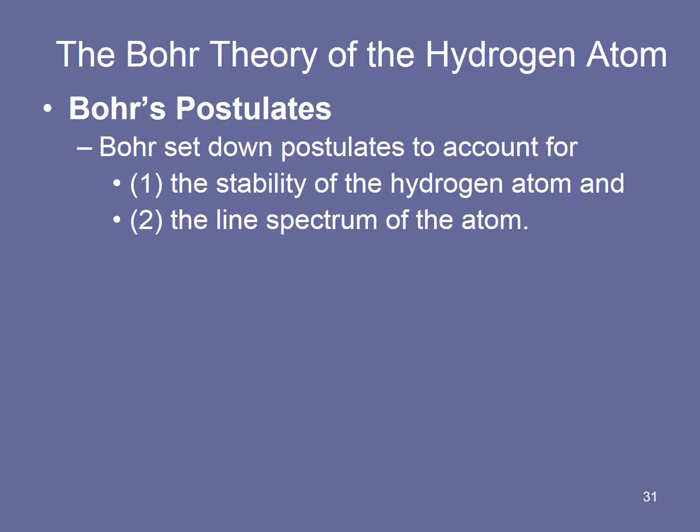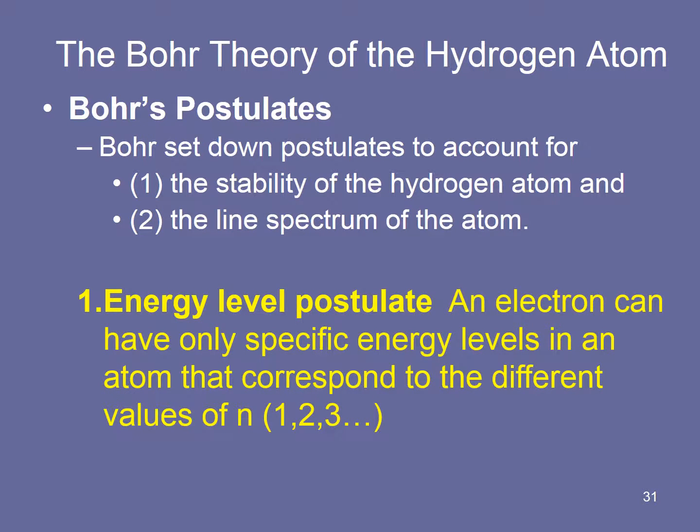So having observed this, he set down some postulates to account for this. He wanted to know what made the hydrogen atom stable, and then also what made this line spectrum of the atom. Okay, so the first thing that he said, and it kind of relates to what we talked about earlier, is that the electron can only have specific energy levels. And so instead of talking about the atom in general, now we're going to focus more on the electron. So the electron can only have specific energy levels, and we're just going to call those levels 1, 2, 3, 4, 5. So n equals 1, 2, 3, 4, 5, on and on.